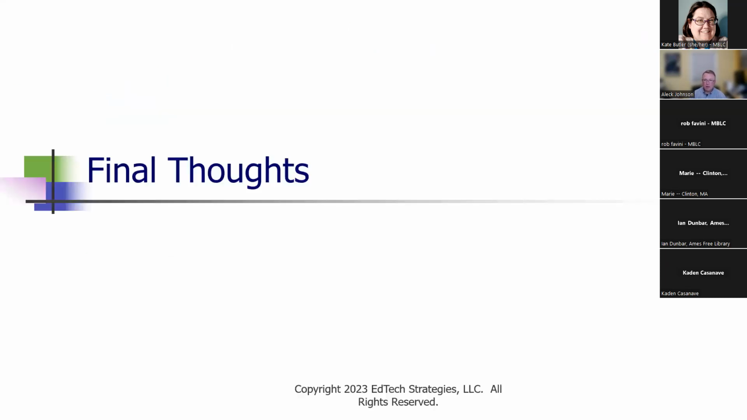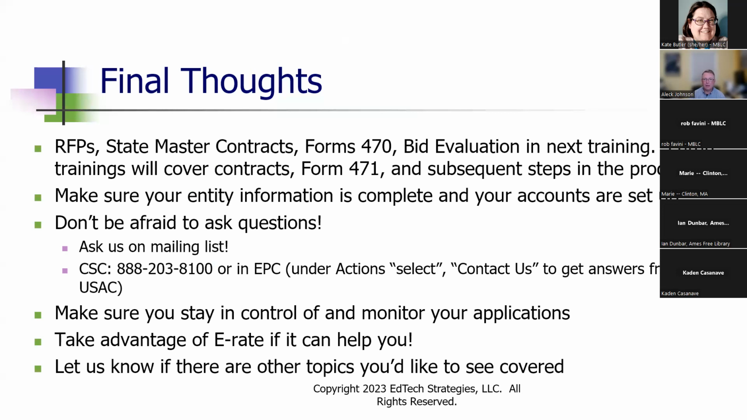With that, I'm going to close out with a couple of final thoughts. First, the next training, we're going to talk about requests for proposal and state master contracts. We're going to talk about Forms 470, which is the bid form within the E-rate process, and bid evaluation. So we'll cover all of those in a great deal more detail.